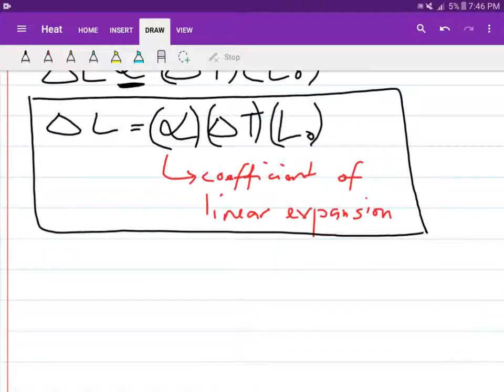So a higher coefficient of linear expansion would mean that the object will change in length much greater when you give it a change in temperature. And if an object has a low coefficient of linear expansion, it wouldn't change length much given a change in temperature.